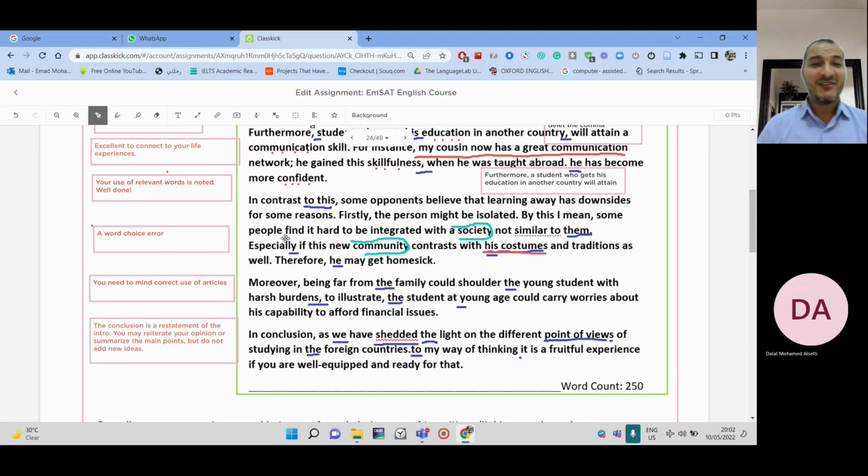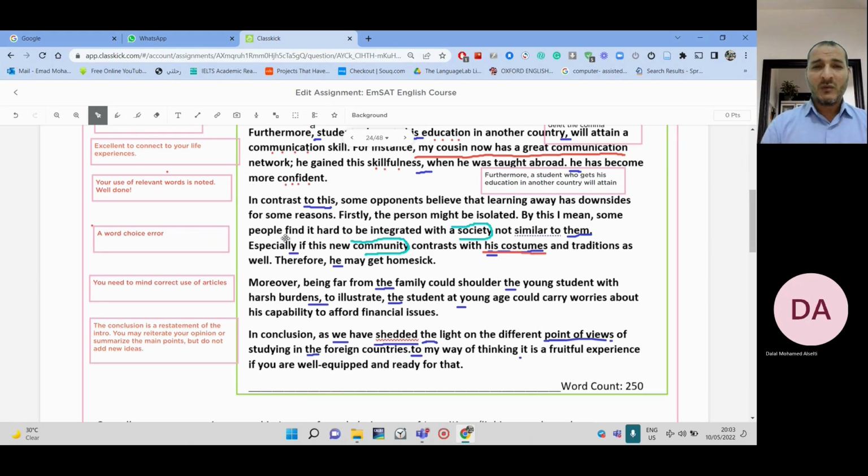Some opponents believe that. Good word. We have proponent and opponent. That's good. I like this word. Go ahead. Some opponents believe that learning away has downsides for some reasons. Great. Firstly, the person might be isolated. By this, I mean, some people find it hard to be integrated with a society not similar to them, especially if this new community contrasts with his costumes and traditions as well. Therefore, he might get homesick. He may get homesick. I like it. This is adorable. Awesome. Well done.